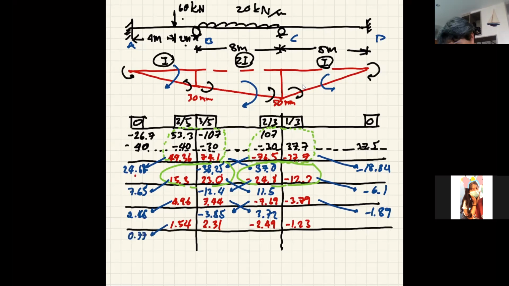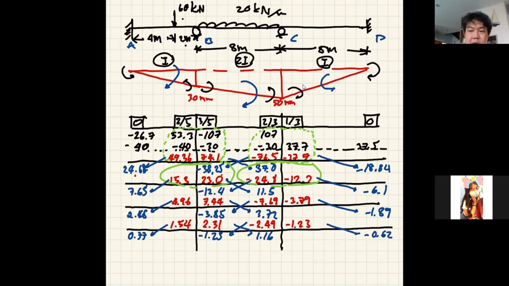0.77. If you do it enough times, you should get the same answer as the moment distribution, because if you notice, this is the mathematical approach that is used to help solve the equations in slope deflection. It is completely based on slope deflection. Okay, so we have a minus 1.25 and 1.16 here, and the number is small enough.